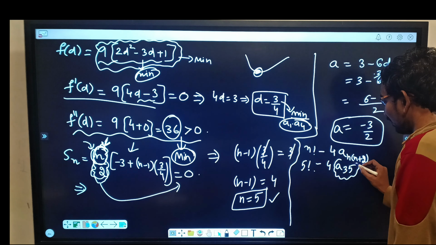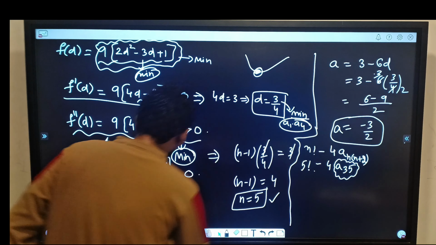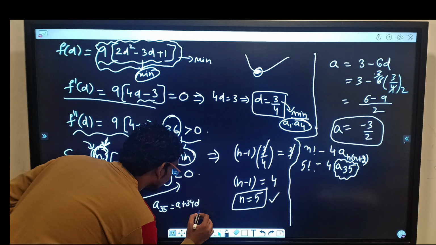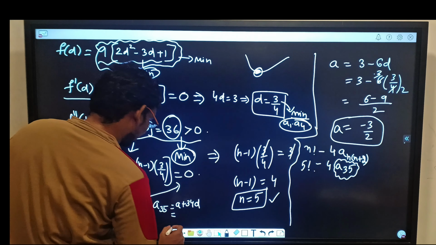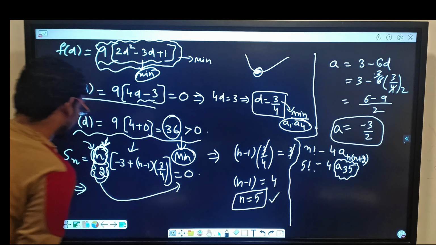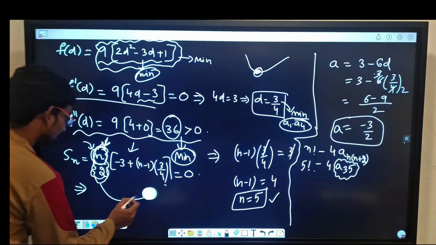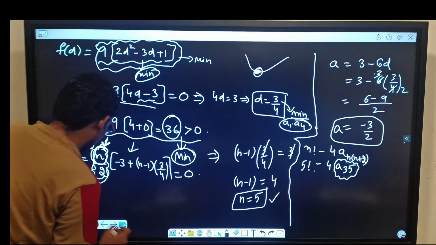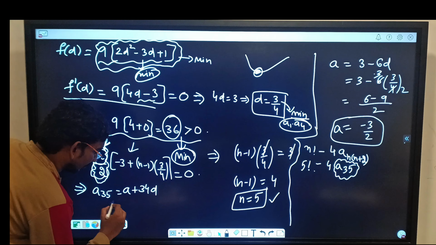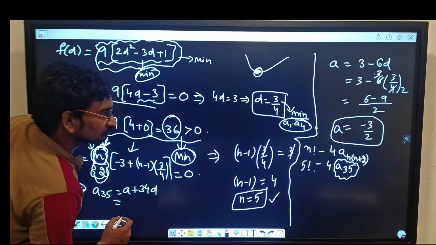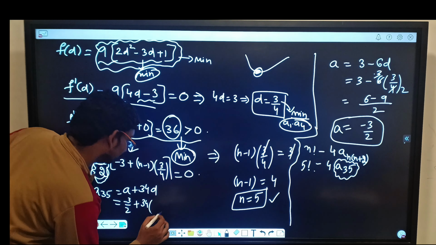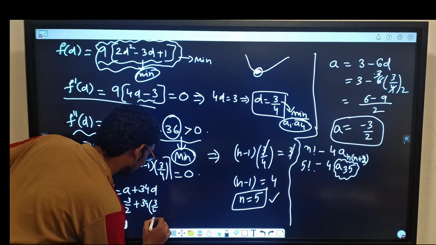Now let us find out the value of A 35. Is that all? A 35 is how much? A plus 34B, right? A plus 34B. A is how much? I'm writing here with no space. A 35 is A plus 34B. So A is minus 3 by 2 plus 34 into D, which is 3 by 4.